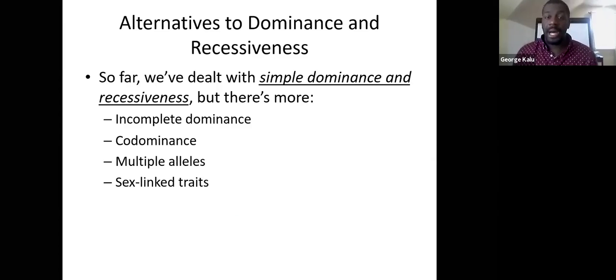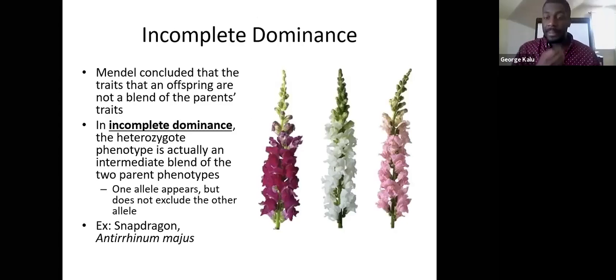This is only one type of inheritance pattern. So there's actually a lot more, and this actually gets more complicated when we're looking at different types of inheritance patterns. So we're going to see incomplete dominance. We're going to see codominance. In lecture, we're going to look at multiple alleles in a couple weeks, and then we're going to look at sex-linked traits as well. So we're going to take a look at 3 of these 4 different types. And so the first one is going to be incomplete dominance.